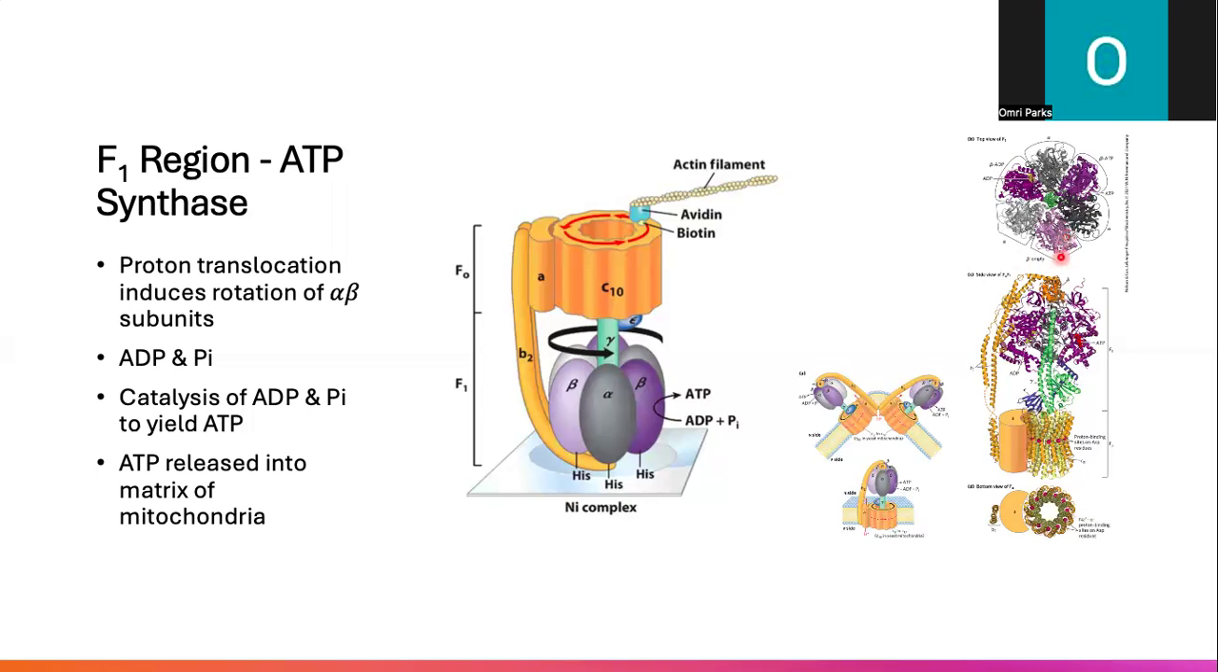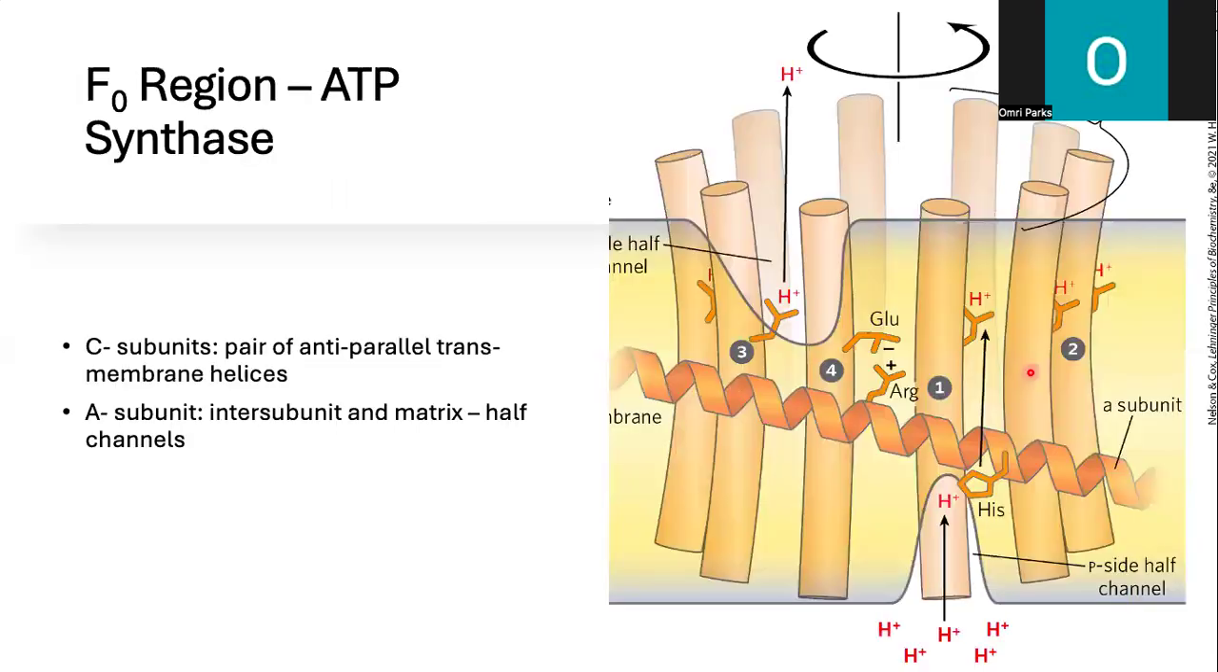So our next slide is the F naught region, and this is the membrane bound region, and it also includes the alpha subunit and multiple C subunits. There's about 15 of those in human cells. It's the arrangement of these subunits that creates a channel through which protons can pass back and forth, as we see here.